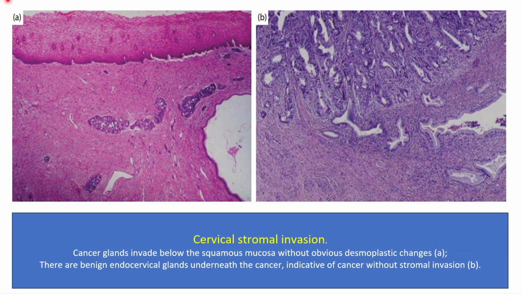So here in both the diagram and the section, we can see this is the squamous epithelium of the cervix, and this is the stroma, where we can see these malignant glands have invaded the cervix. So this is true invasion, cervical stromal invasion. Here, this is the part of the cervix where this tumor is located, and beneath this tumor there are benign endocervical glands. So this is without stromal invasion.